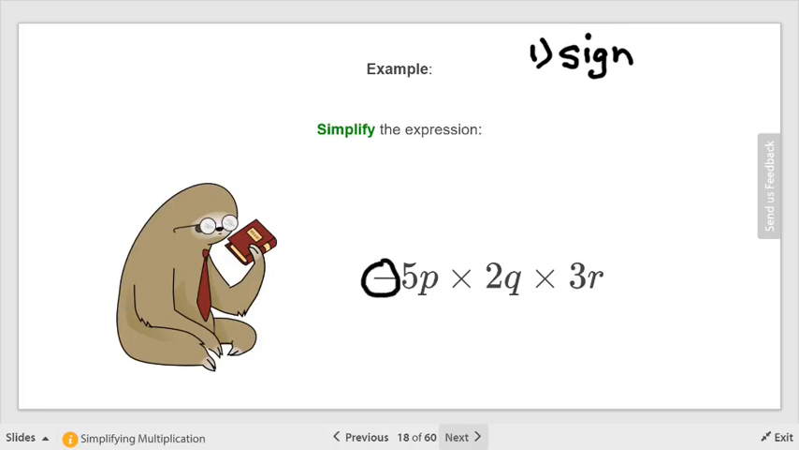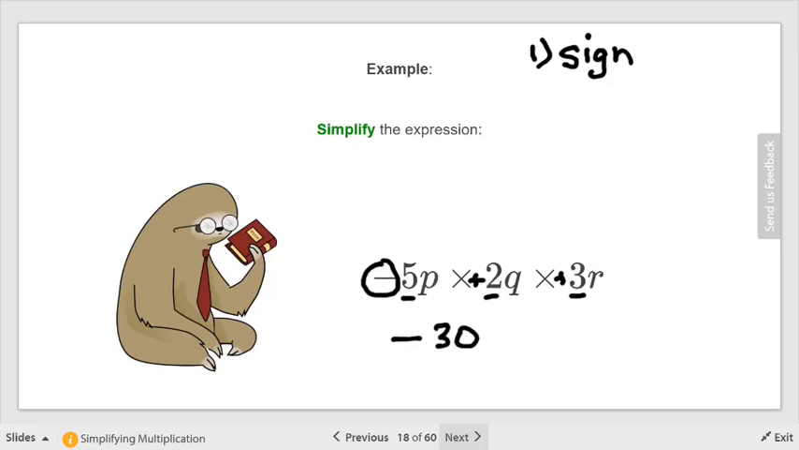So look here. We have a sign here, right? There is no sign there, so we assume these to be positive. What's a negative times a positive make? A negative. And a negative times another positive stays negative. Right? Now, what are my numbers? 5, 2, and 3. So what's 5 times 2? 10. And 10 times 3 is 30.